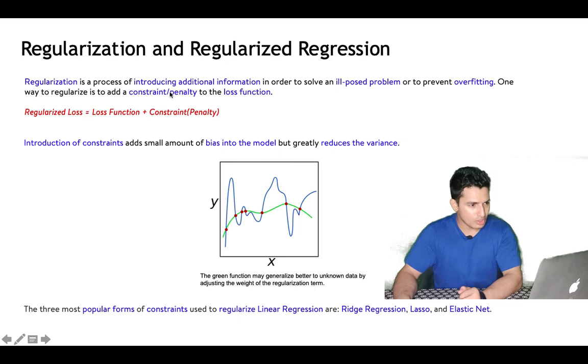Regularization is a process of introducing additional information in order to solve an ill-posed problem or to prevent overfitting. One way to regularize is to add a constraint or penalty. So what is happening here is, for linear regression the loss is ordinary least square, we will keep that loss function, but we will also add some additional constraint or penalty. What is that? We'll look in depth.